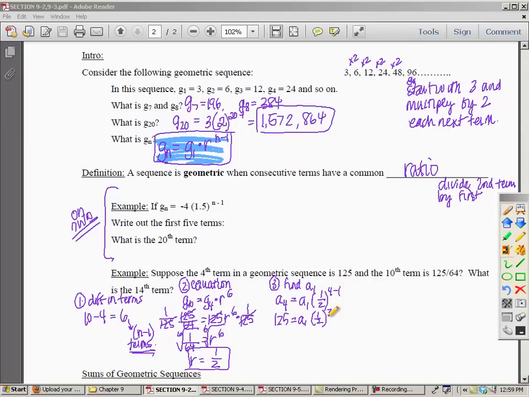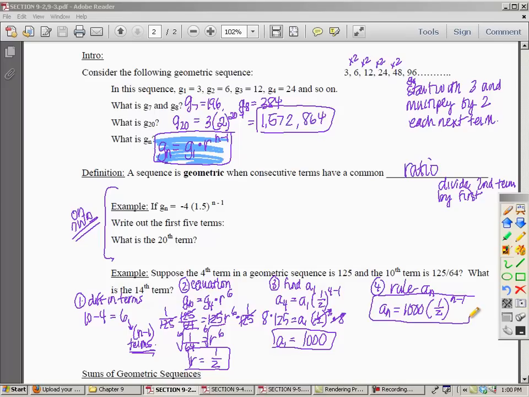1/2 to the 3rd is 1/8. And so what I'm going to do is multiply both sides by 8 to cancel these out. So my first term then is big. It's 1,000. Okay? Now, most important to me is the rule. So what is the rule for the nth term? In this case, the nth term is 1,000 times 1/2 to the n minus 1.